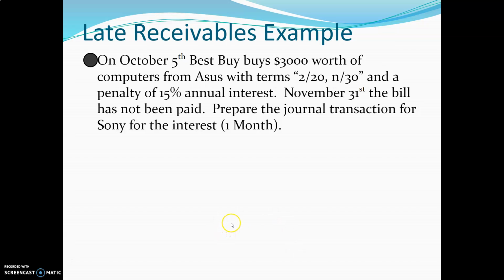Here's our first example. On October 5th, Best Buy buys $3,000 worth of computers from Asus with terms 2/20, n/30, and a penalty of 15% annual interest. November 31st, the bill has not been paid. That's not good. Prepare the journal transaction for Sony for the interest.